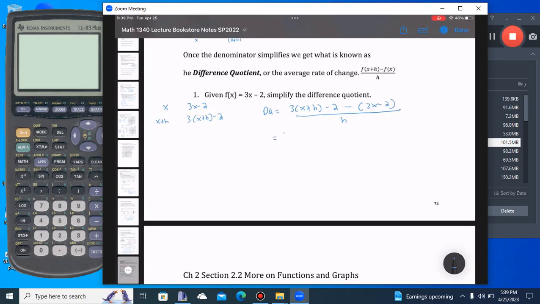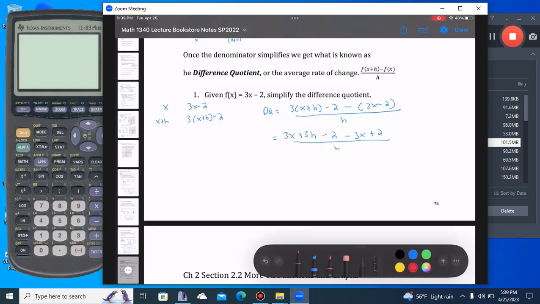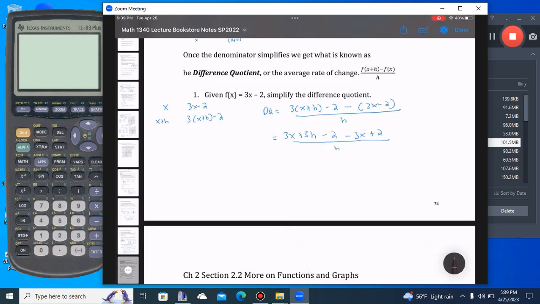So this would be 3x plus 3h minus 2 minus 3x plus 2 over h. Now, the first thing: anything on your right side, anything that's part of your original f of x function, should cancel. That negative 3x cancels with this 3x. That 2 cancels with that negative 2. If it doesn't happen, there's an issue. Then we have what's left: 3h over h. The h's divide out, we get 3. That is your difference quotient for this, 3.